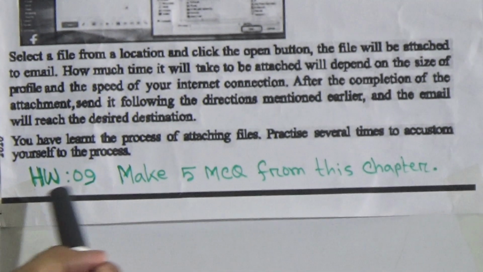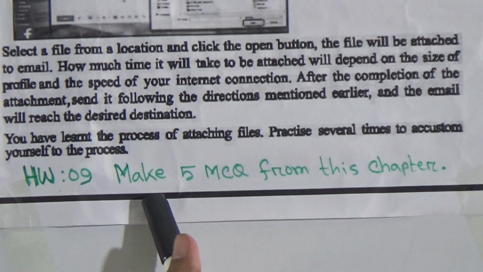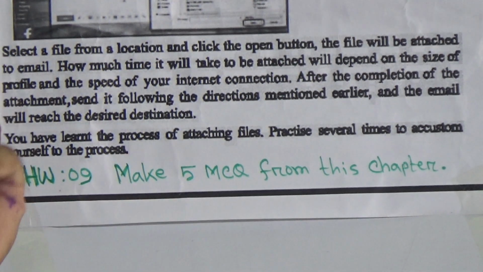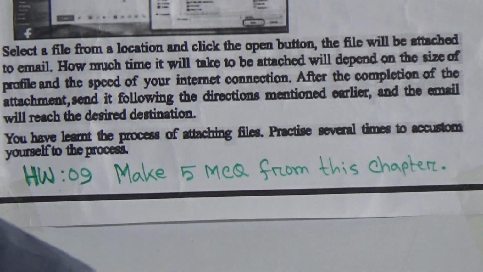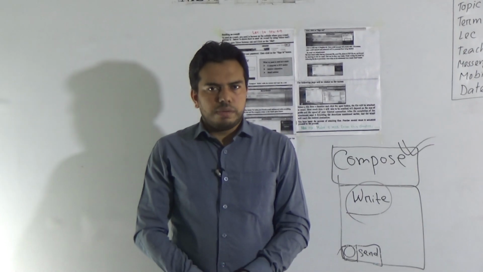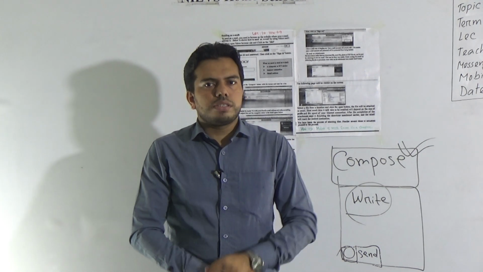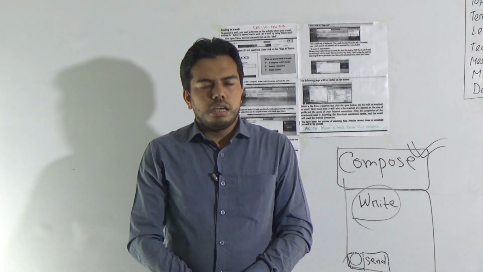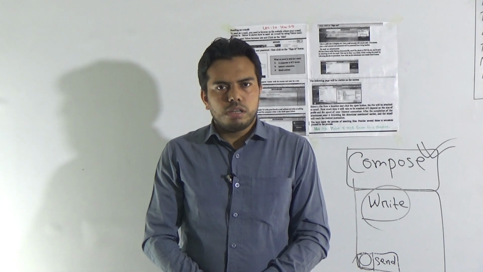Now take your SW. Your SW is to make 5 MCQ type questions from this chapter. In our last class, we talked about how to open an email account, and today's class is how to send an email. So from this lesson, you can make 5 MCQs as your SW and submit this SW coming Sunday, and collect your previous SW also.